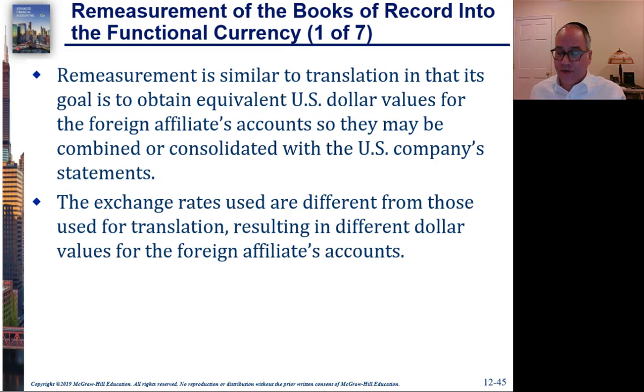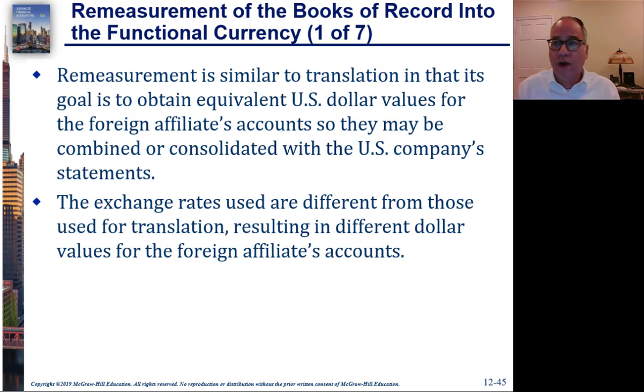And you're probably wondering, well, then why do there need to be two different ways? Again, to go over this, translation would be used when you're converting from one functional currency to another. So if the subsidiary uses one functional currency and the parent is using another functional currency, translation would be used to convert from the subsidiary's functional currency into the parent's functional currency.